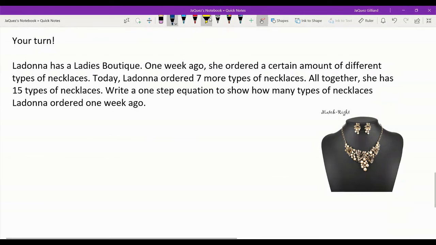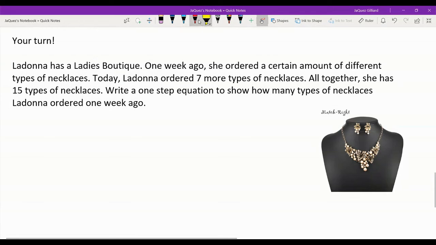Okay, here goes. LaDonna has a ladies' boutique. 1 week ago, she ordered a certain amount of different types of necklaces. Today, LaDonna ordered 7 more types of necklaces. Altogether, she has 15 types of necklaces. Write a one-step equation to show how many types of necklaces LaDonna ordered 1 week ago. All right, you're going to write another one-step equation.